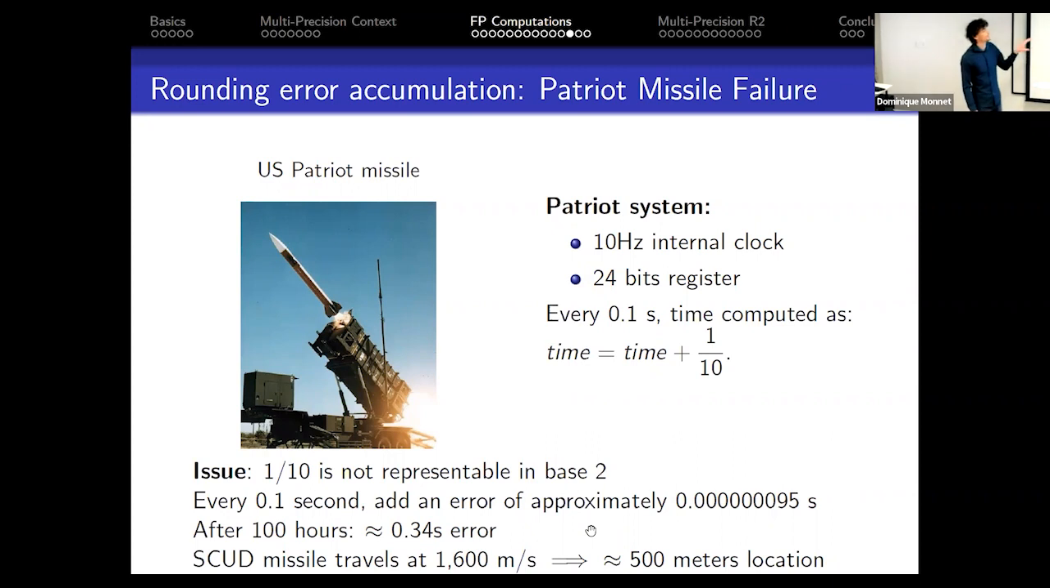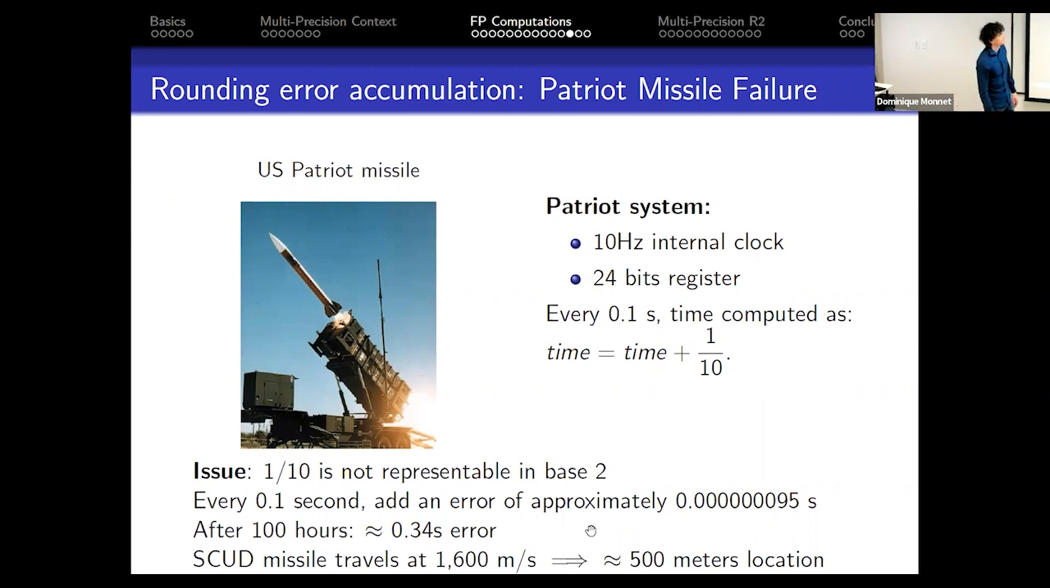That is, the clock of the Patriot system was 0.3 seconds late. Oh yeah, so that's not big, but when you try to intercept a Scud missile flying at 1.6 kilometers a second, you missed it by about 500 meters. So basically, the Patriot missile that was sent to intercept the Scud completely failed, and the Scud missile hit a target. So that's an example of how you should take rounding errors into account.